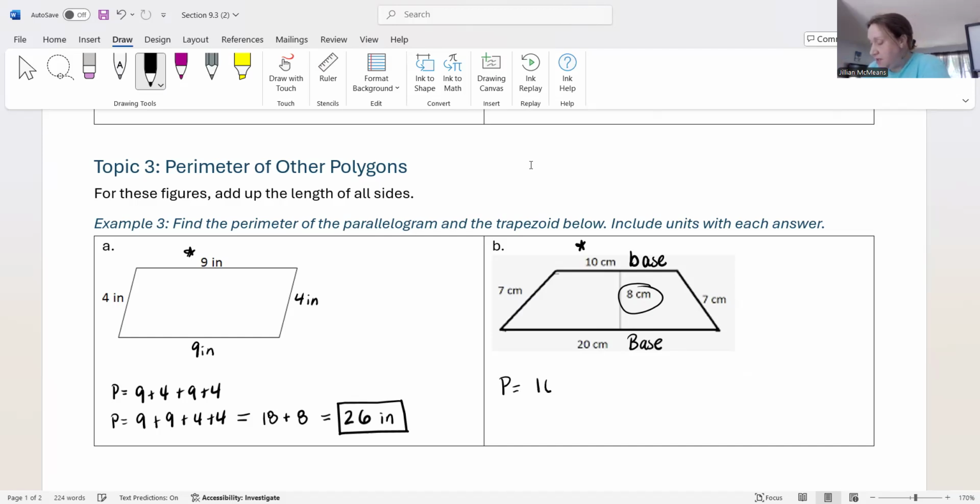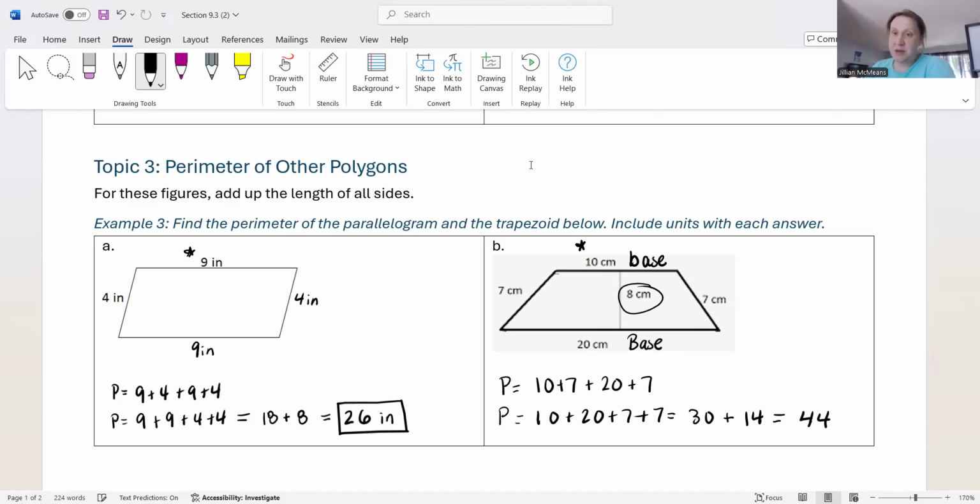So my perimeter is going to be 10 plus 7 plus 20 plus 7. If we wanted to, we could rewrite this so the 7s are side by side. They're going to be easy to add. So I could write this as 10 plus 20 plus 7 plus 7. Well, 10 plus 20 is super easy to add. That's just 30. 7 plus 7 is like 7 times 2, or 14. And then 30 plus 14 is 44. And because the unit was centimeters, we want to make sure the unit in our final answer is centimeters. So there we have it. The perimeter of this trapezoid is 44 centimeters, okay?